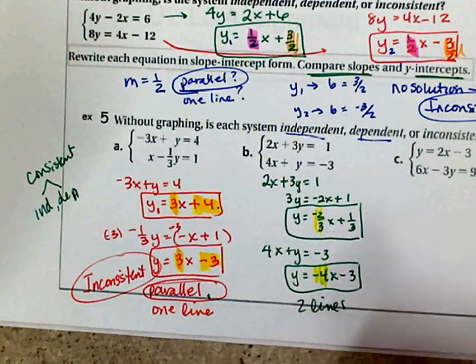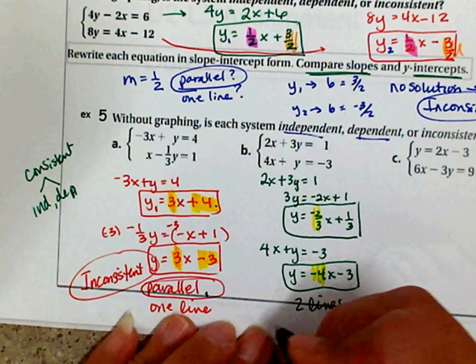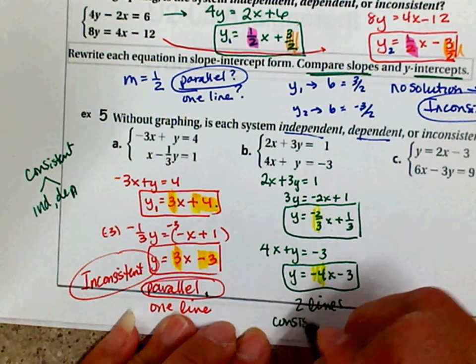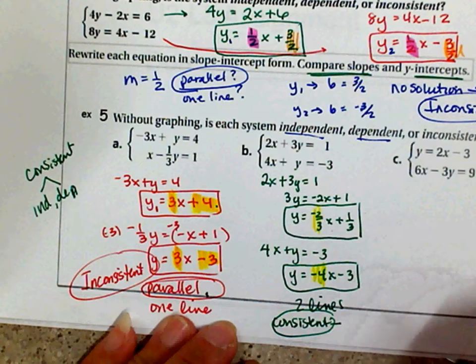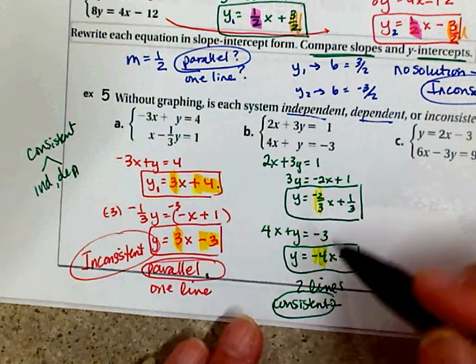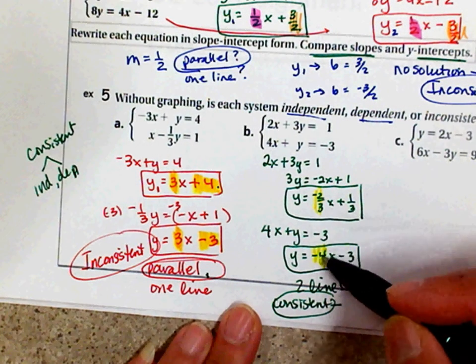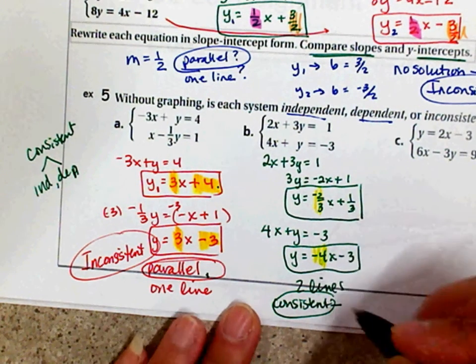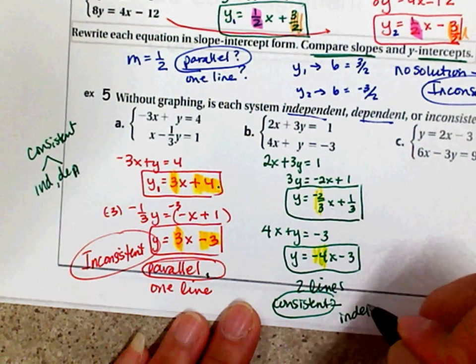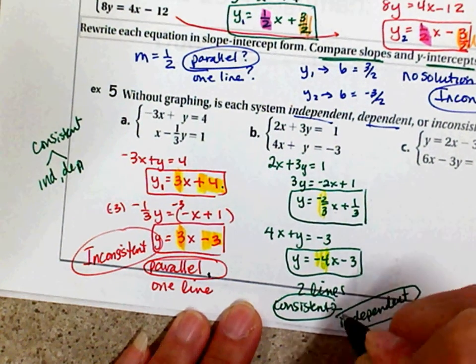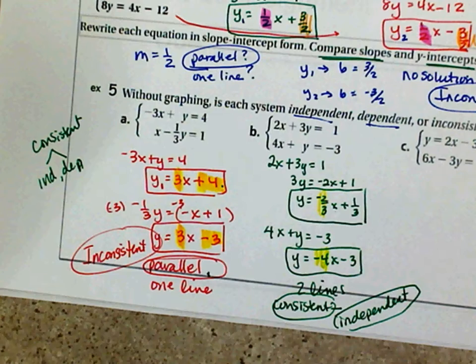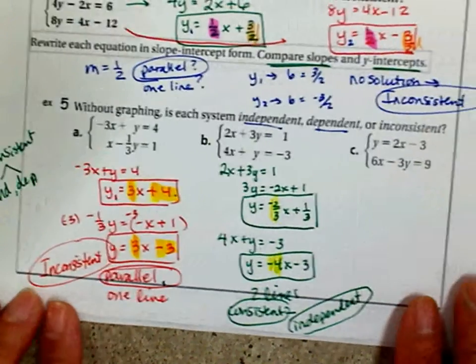That means you have a solution. And if you have a solution, you know it's going to be consistent. And if it's consistent, we have to figure out if it's independent or dependent. These are two independent lines. They have nothing to do with each other. So the answer for this one is consistent and independent. Okay. All right, let's look at C.